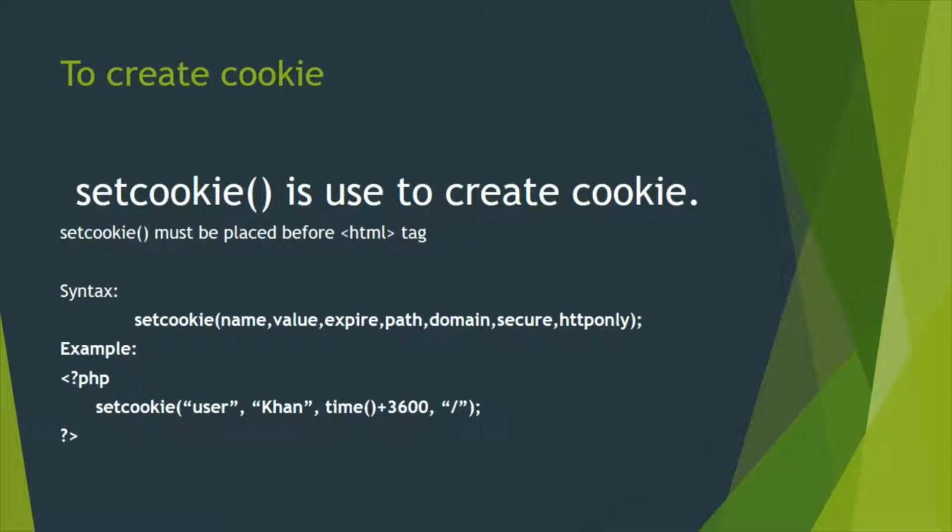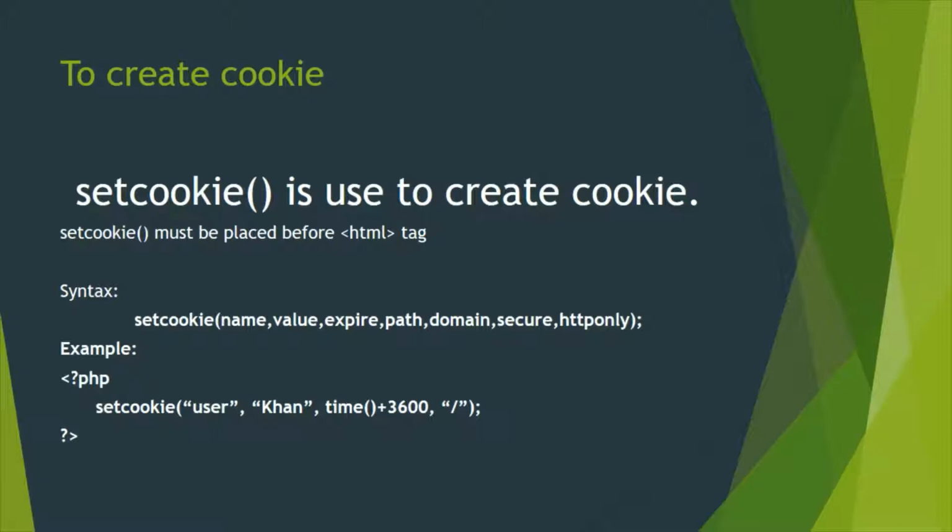Name is the name of the cookie, value is the value of the cookie, expiry is the expiration time of the cookie, and path is used to specify where the cookie is valid on a particular server so that other pages can share the cookie of the same domain. And domain is the name of the domain. It is used to share the cookie to multiple servers with the same domain.